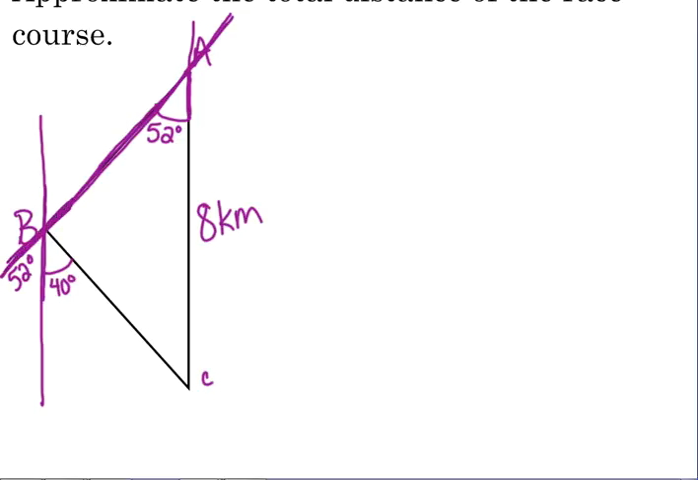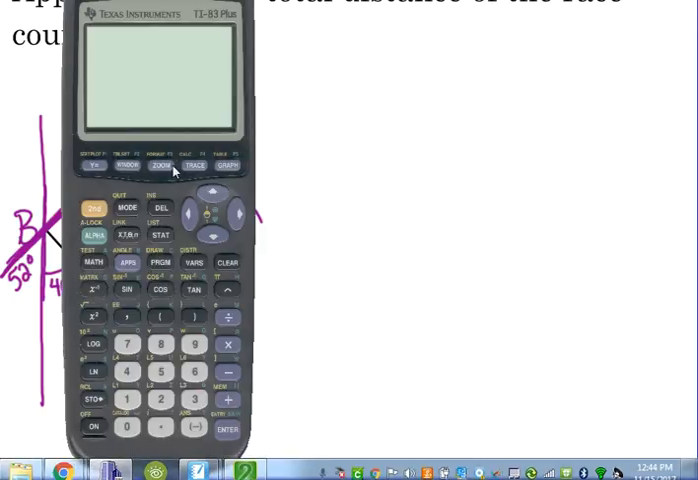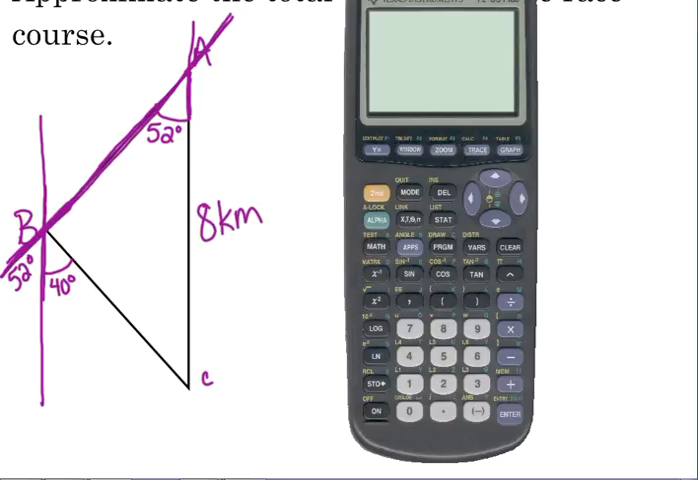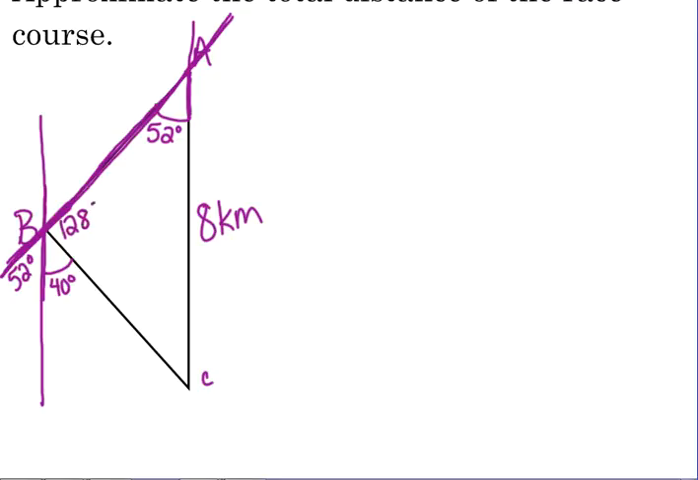I got a straight line right here. So 180 minus 40 minus 52 is going to give us that angle inside, what'd you say it is? 88 degrees. There we go. All right. Okay, so now we have angle B.